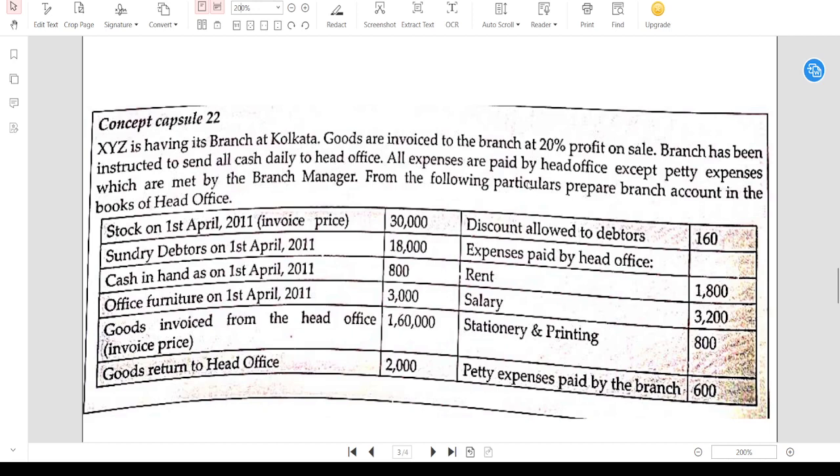So you can take 30,000 as your 100%, and you need to just calculate the 20% there. So it is very easy. Okay, not a problem at all. Now let's do this. You are going to understand.